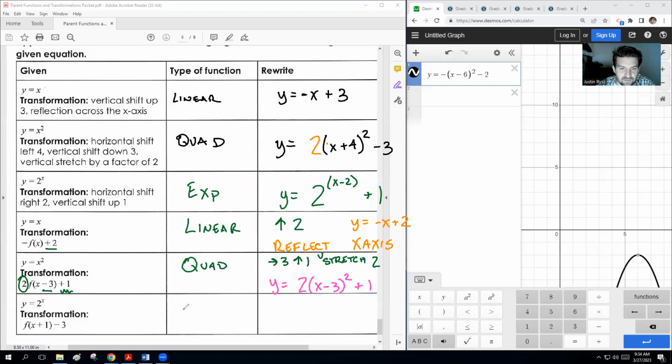Last problem here. Let's wrap this up. We got another exponential function. We are adding 1 on the inside here, so that would be to the left 1. Minus 3 would be down 3. Nothing else going on here. So that would be y equals, to go left on the inside, x plus 1 on the inside, 2 to the x plus 1 power, minus 3.